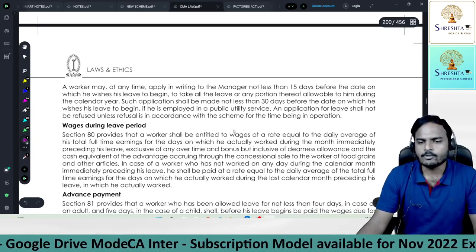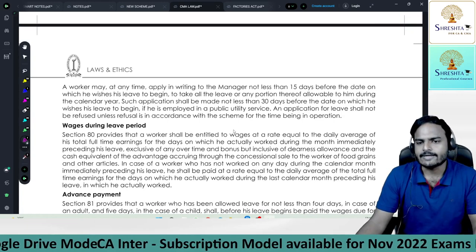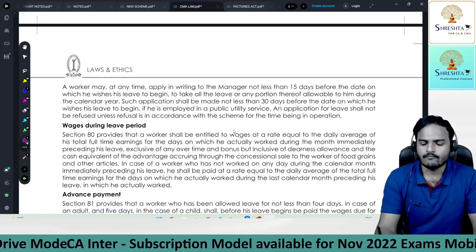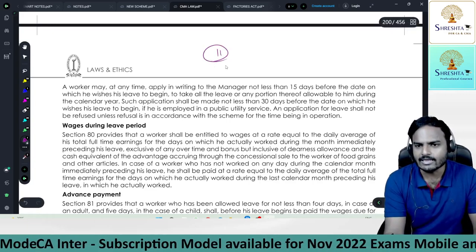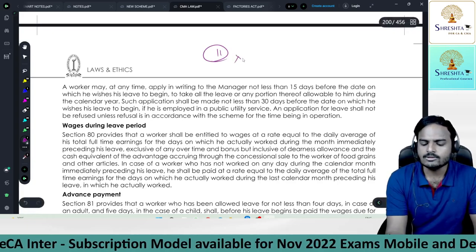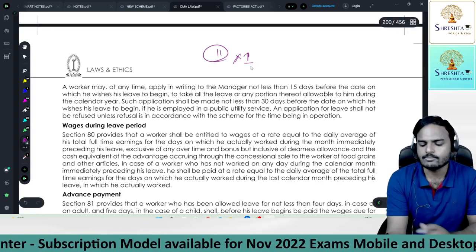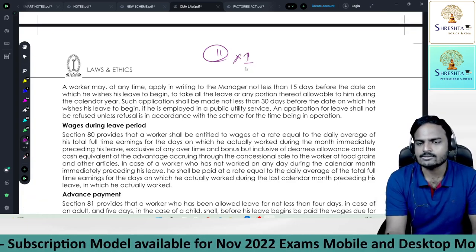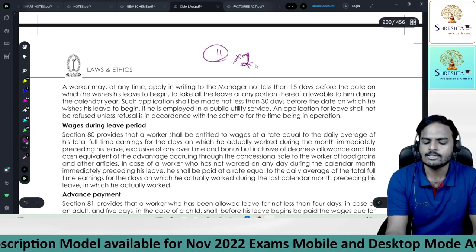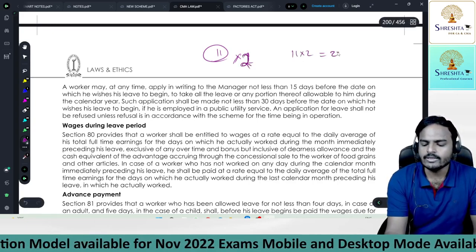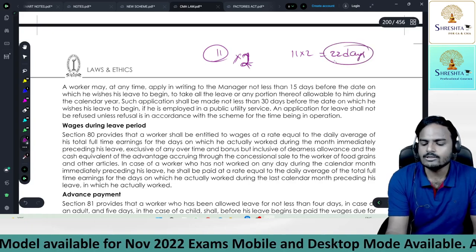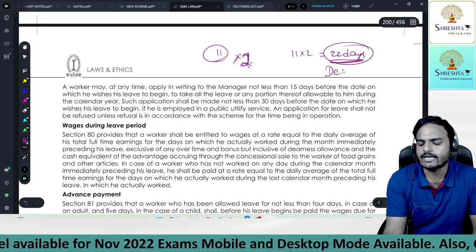Availing leave. Suppose you want to take all the leaves at a time. Work for 11 months without any leave. So each month you got one leave. For example, you are eligible for one leave with wages. Or okay, take 2 days. So now 11 into 2, 22 days. I want to take all these 22 days leaves in the month of December.